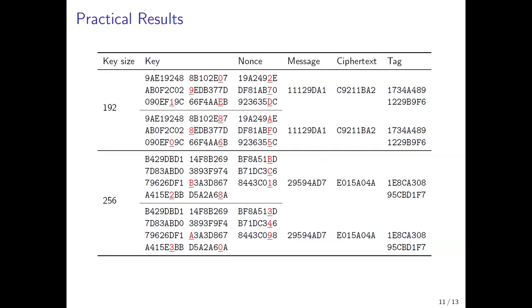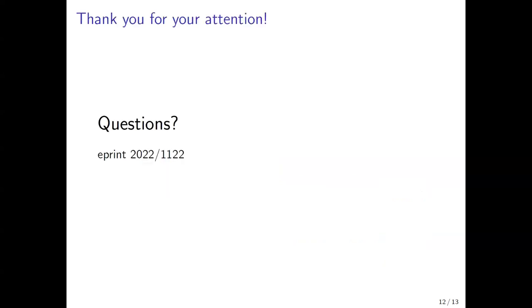Now, of course, because the running time is quite low, we have a practical result. Here you can see that we have some difference in the key and some difference in the nonce. We don't need a difference, or we can't introduce a difference in the message. And then the ciphertext and the tag don't have a difference either. Thank you for your attention.